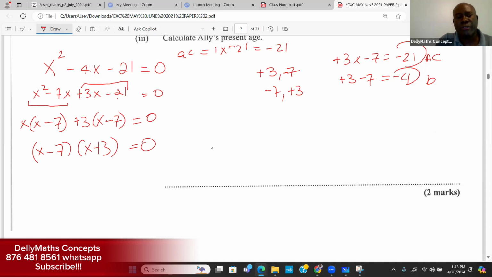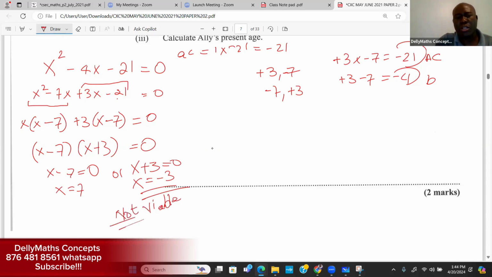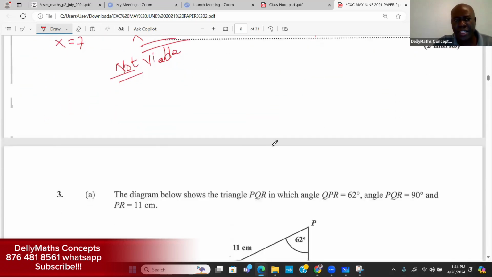Now, when you solve this, you're going to realize that either x minus 7 is 0, which means that x is equal to 7, or x plus 3 equals 0, which means x is equal to negative 3. And as you could see, your age cannot be negative. So this is not viable in context. So we have to conclude that Ali is 7. Because remember, you have to bear in mind that you can't have a negative age. So the negative 3 is not viable for a context right now. So 7 is the answer.